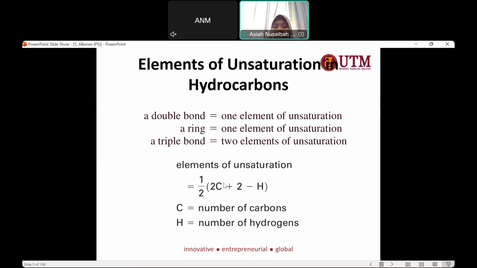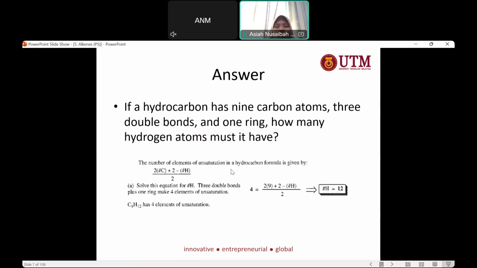You know that C, in the question it mentioned that there is 9 carbon, and you can simply put 9. So half times 2 times 9 plus 2 minus H equals 4. Then you can find what H is. We can simply solve it by putting 4 as the final number of elements of unsaturation in the hydrocarbon. Then you put it into the formula, you will get H. So the number of hydrogen is equal to 12. So that's how you use the equation.